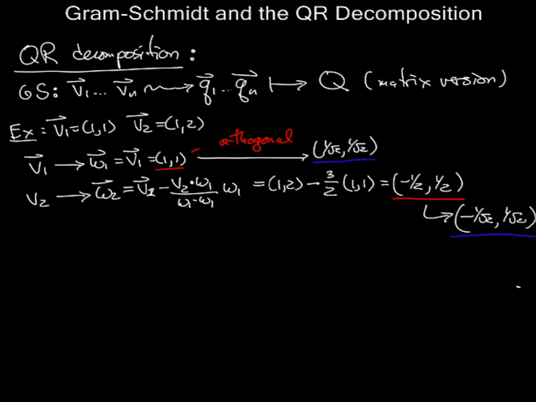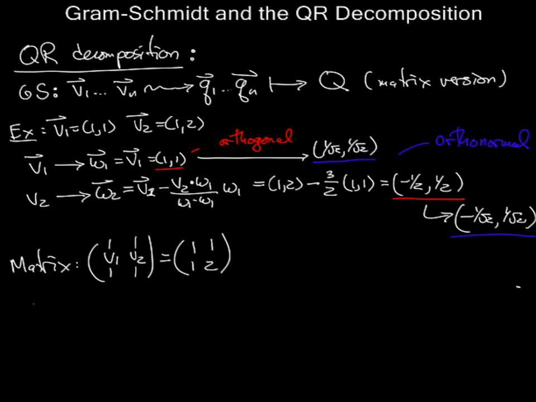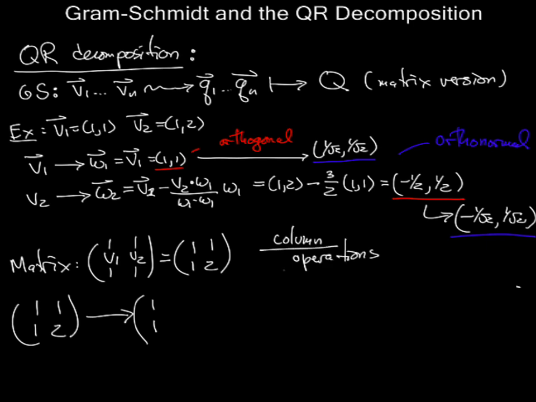So I want to look at a matrix version of this. And that goes as follows. Let's take these vectors and put them in as column vectors of a matrix. So that's v1 and v2. And the first thing that I did is I added a multiple of the first column to the second column. So that's just like these row operations that we've been doing, except that it's a column operation. And remember, column operations are given by multiplying on the right.